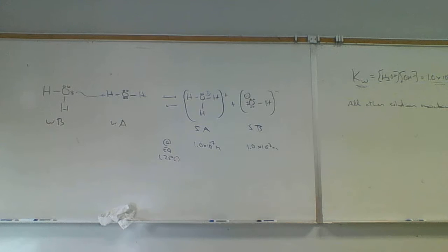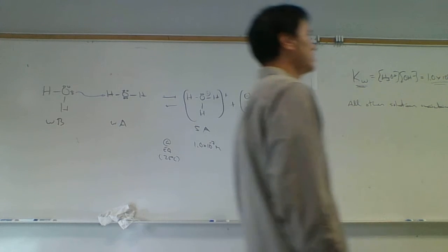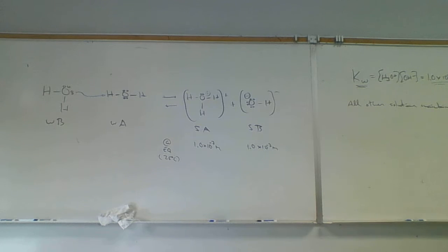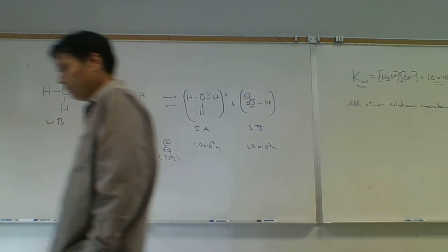So what we're going to look at next is a little calculation for figuring out, if we know Kw, what these individual concentrations are. But that's how Kw was derived. Kw was derived from measuring these concentrations and calculating it. It's going backwards. That's how it's derived.